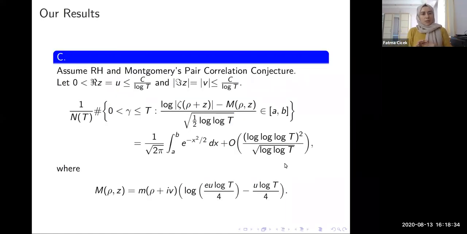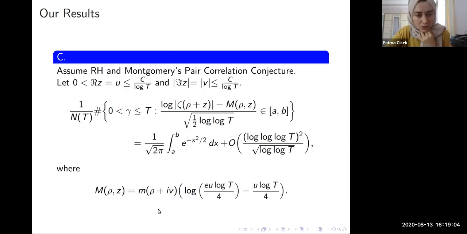Okay, so this is the first theorem that we have. We need to assume Montgomery's conjecture in addition to the RH, and this is the case for the real part of the logarithm. What you see here is basically some discrete version of Selberg's central limit theorem. Of course, there is a difference, and the difference is this m_ρ(z), which is given by this equation here.